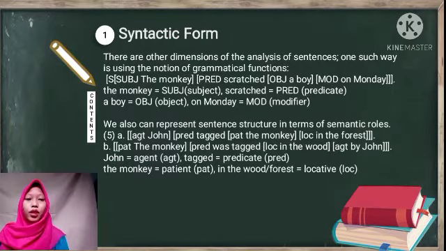We can also represent sentence structure in terms of semantic roles. For example, John took the monkey in the forest. The monkey was taken in the wood by John. In both cases, John has the semantic role of agent, whereas the monkey has the semantic role of patient. We also have predicate and locative.